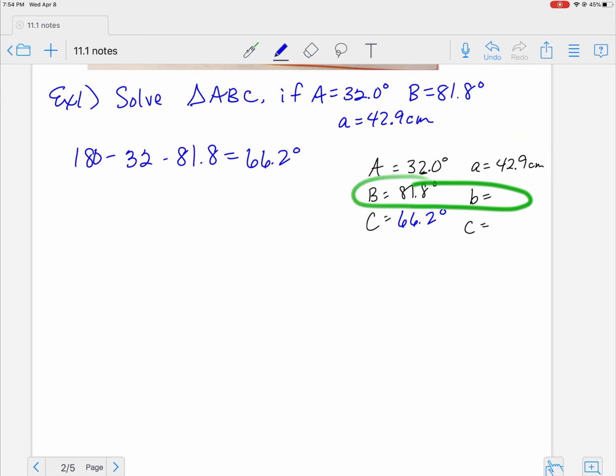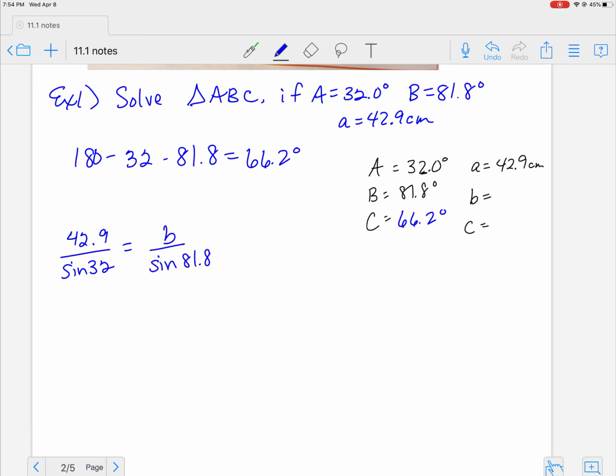Now here's the deal. I've got to find the other two side measurements, and I have to match them up. The whole concept of law of sines is setting up these proportions. A is the one that's given, so anytime you are given a proportion, use it. My unknowns are my sides, so the sides go in the numerator. So I've got 42.9 over the sine of 32 is equal to b over the sine of 81.8.